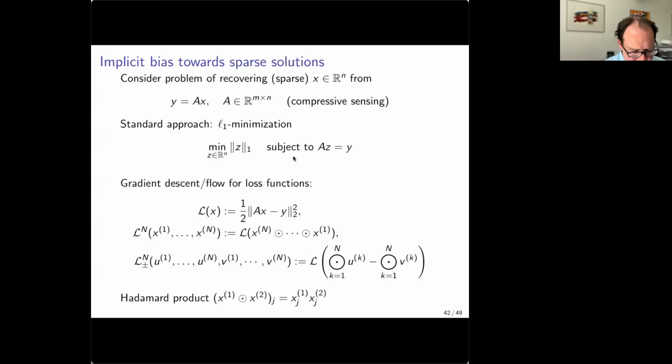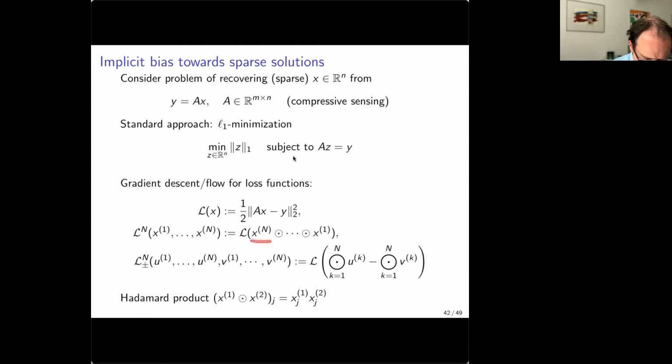But what we will do now, we try to follow a similar approach as just now by doing an overparameterization or a factorization, now not for matrices, but for vectors. So let's introduce this square loss, AX minus Y. And now instead of just plugging in one vector, we actually take n vectors that we multiply. So this is just a pointwise multiplication. So basically we write each entry of the vector as a product of numbers.